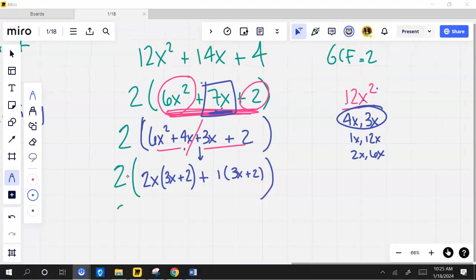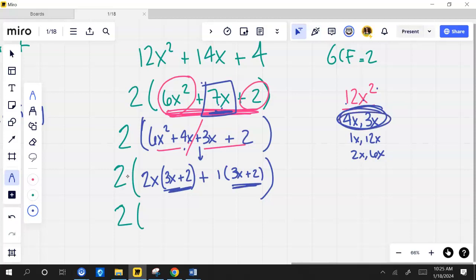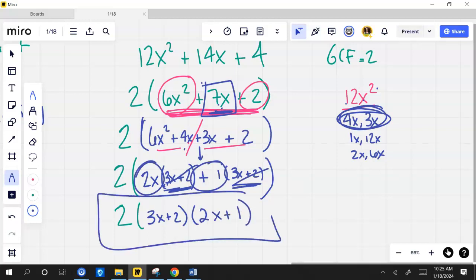Again, that obnoxious green 2 is still out there. I'm just going to ignore it. Do you notice how these two parentheses are exactly the same? If you found the right factors, if you slashed correctly, they will be exactly the same. Okay? Write them one time. And then write what's left. So if I take those off, what's left? 2x plus 1. Now I am completely factored.